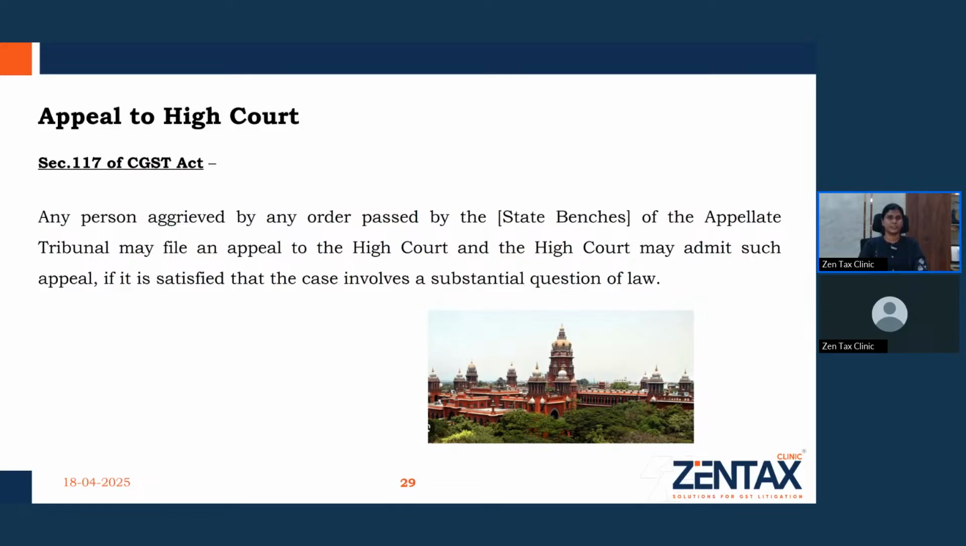As we know, the appeal to High Court can be filed only when there is any question of law. So section 117 of the CGST Act provides any person aggrieved by any order passed by the state benches of the appellate tribunal may file an appeal to the High Court, and the High Court may admit such appeal if it is satisfied that the case involves a substantial question of law. So the High Court will admit such appeal only if it is satisfied that such case involves a substantial question of law, or in any other scenarios, the court will not agree or admit such appeal.